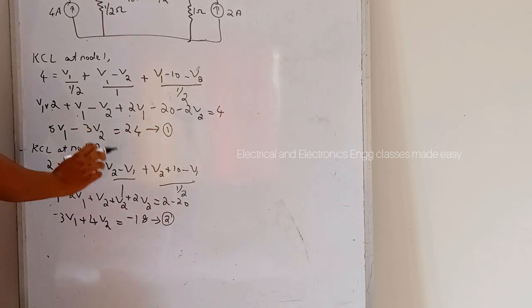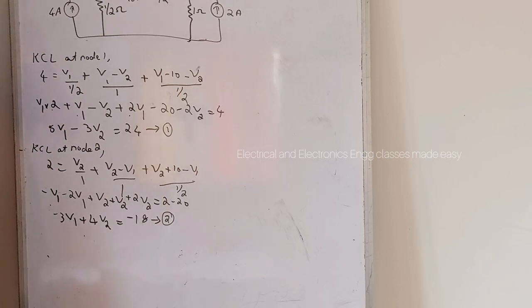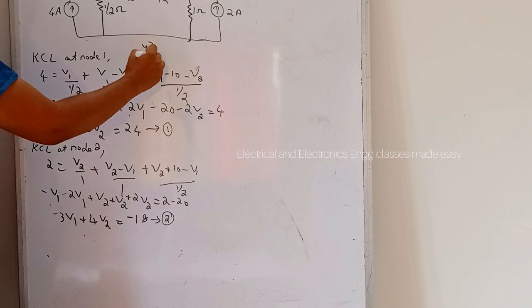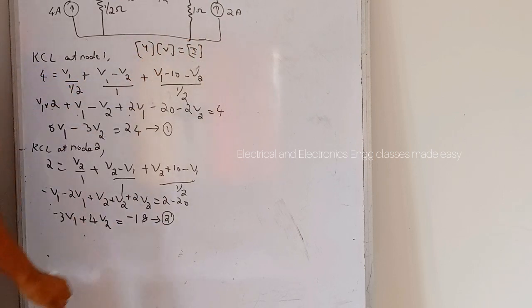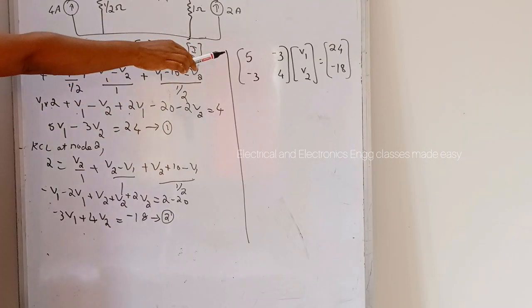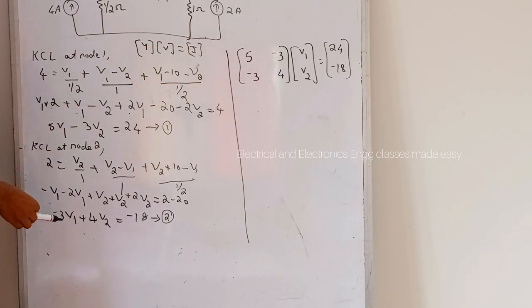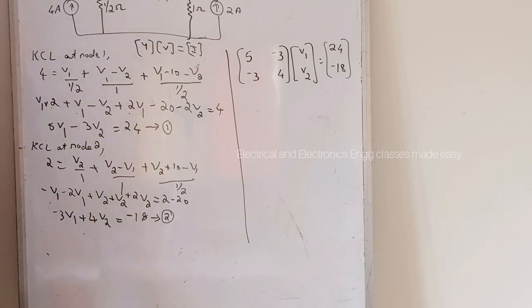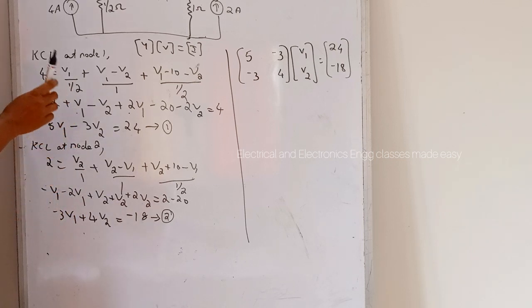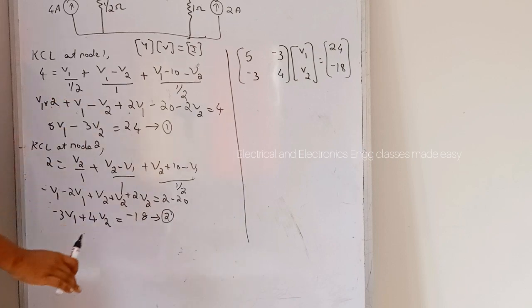From these two equations we can write in matrix form, that is Y into V is equal to I form. In matrix form we can write [5, minus 3; minus 3, 4] into [V1, V2] is equal to [24, minus 18]. Now we can find the values of V1 and V2, and here the question is to find the power loss in the resistors. For that we have to find V1 and V2.